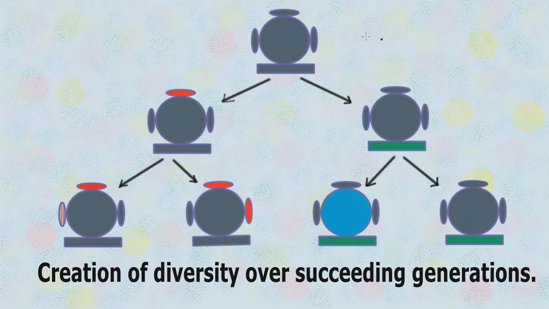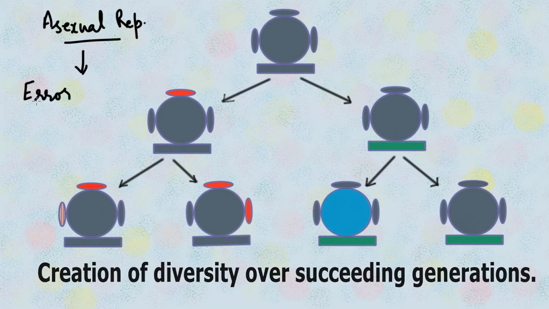One thing more, if this individual or a single parent is giving rise to new individuals, then this kind of reproduction is known as asexual reproduction. And in asexual reproduction, variations are caused due to errors in DNA copying.